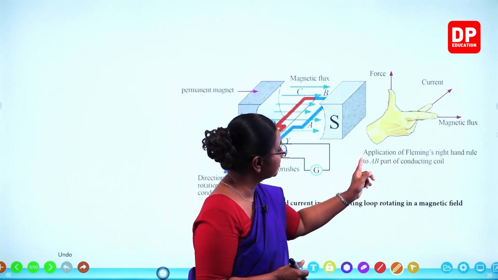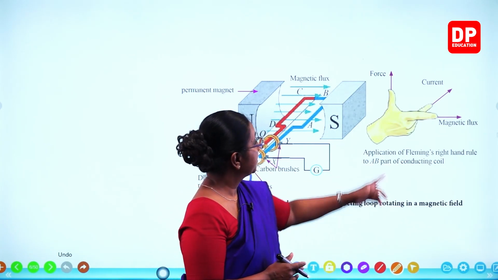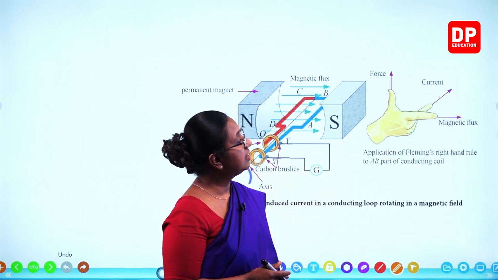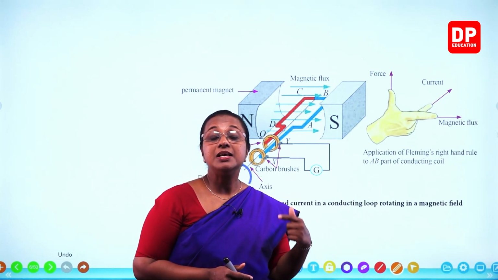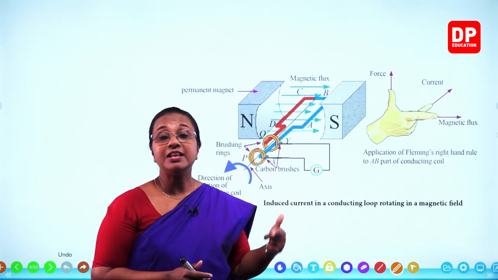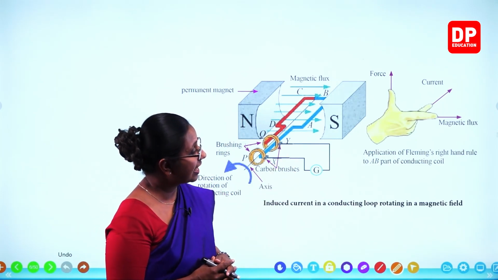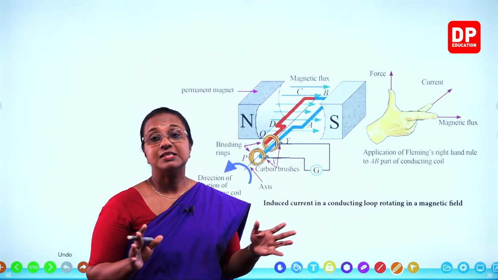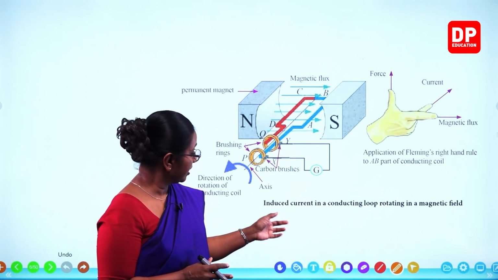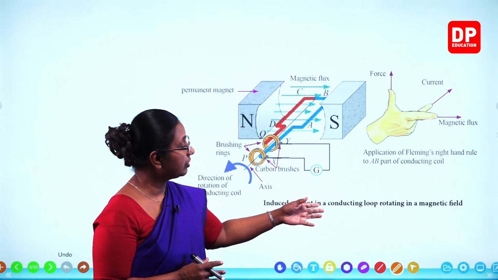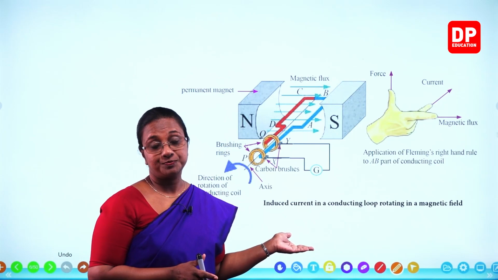Here in the diagram they have said application of Fleming's right hand rule to the AB part of the conducting coil. So again there you can see force, current and magnetic flux. Why do they say magnetic flux? Because there has to be a variation in the magnetic field lines. Flux means variation. So that's why it's indicated as magnetic flux. Is that clear, students? So this is how a current is induced. That is induced current in a conducting loop rotating in a magnetic field. So this is basically the function of a dynamo.